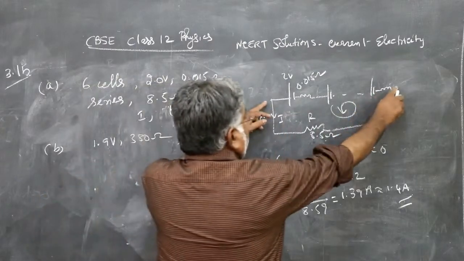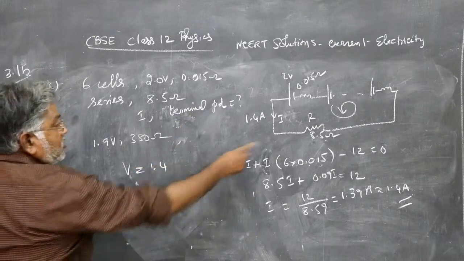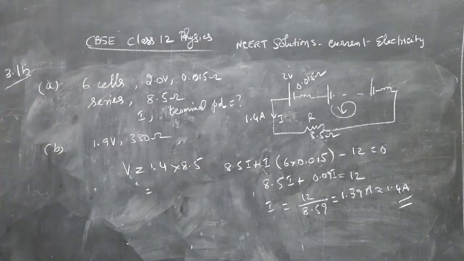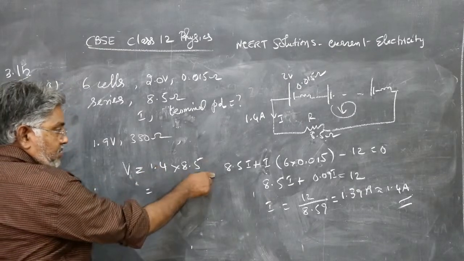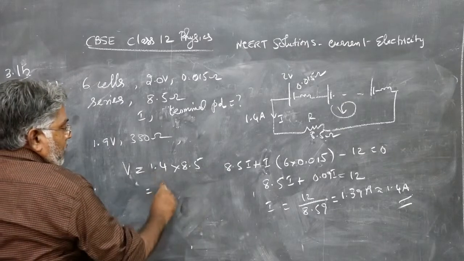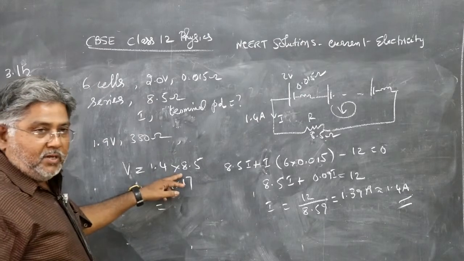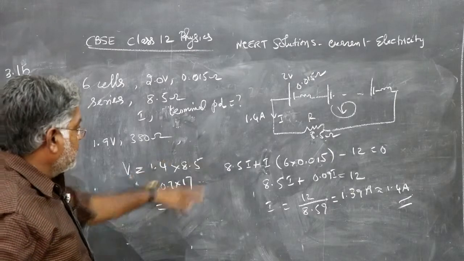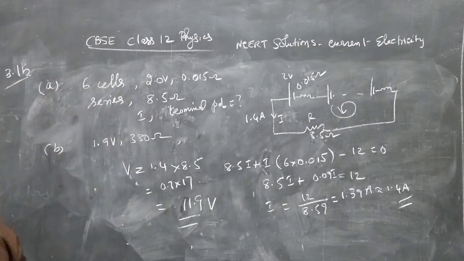Terminal PD means PD across the external resistance, which will be the same as PD across the battery terminals. So terminal PD, which is also asked, is 1.4 into 8.5. You can multiply directly, or you can write 8.5 as 17 by 2, and the 2 you can do with 1.4, giving 0.7 into 17. So 11.9 volt. So terminal PD is 11.9 volt.